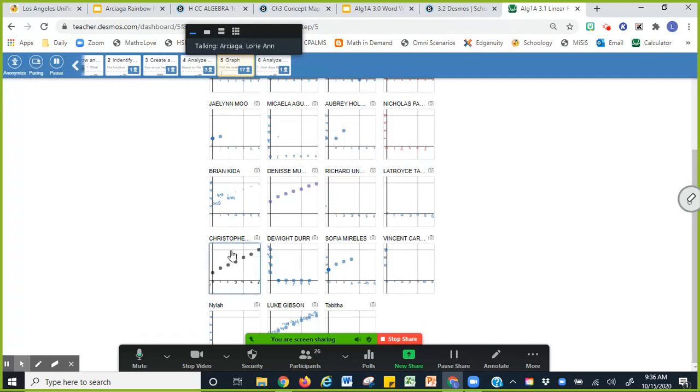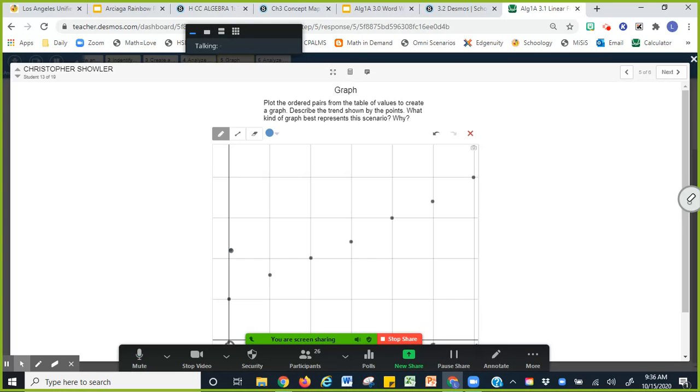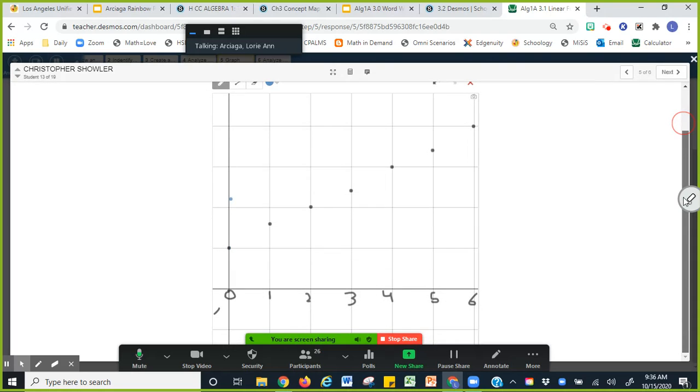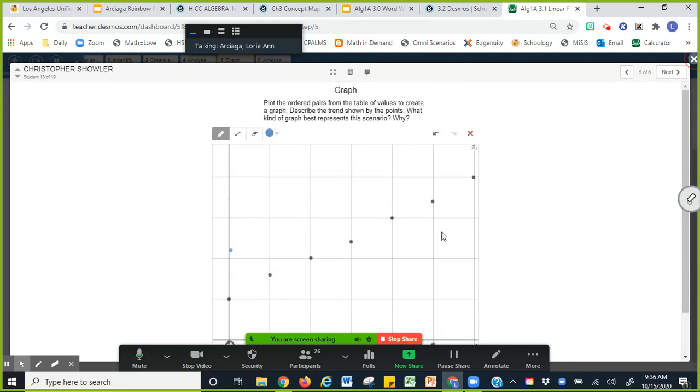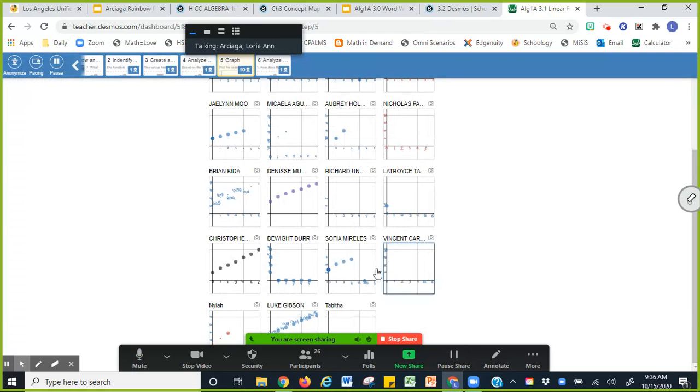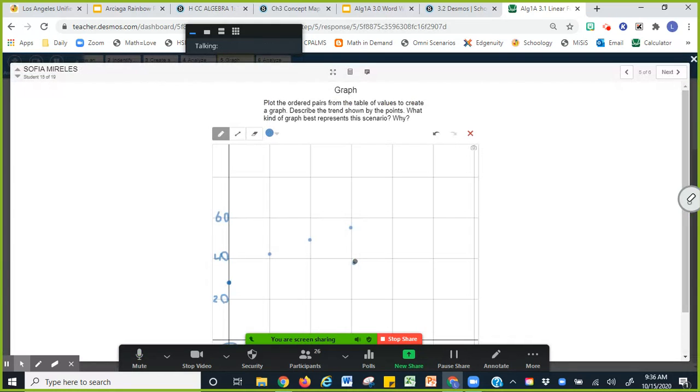Let me look at another one. Christopher has the dots, also showing a straight path. So you let the dots speak for the pattern. Don't force them to be connected if they cannot be connected in the story. Nice one. All right, Sophia, that's okay. It doesn't have to be a perfect line. At least you see the pattern that it increases as it goes to the right. Correct?